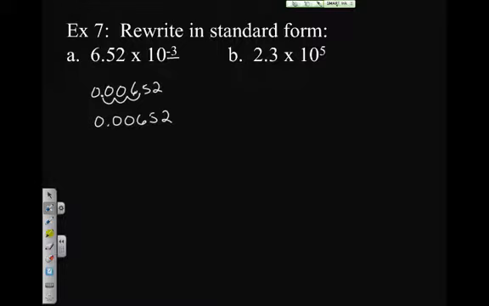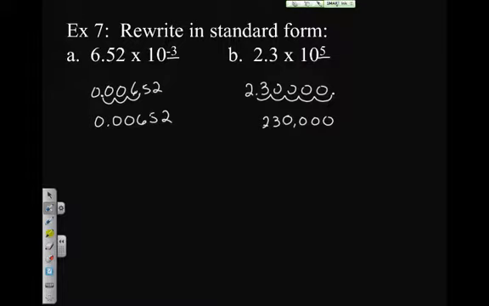For part B, we see that that exponent is positive, and we're going to move the decimal point 5 spaces. So we start out with 2.3, and we move the decimal point 5 spaces. And again, we fill in with zeros. And we see that our answer is 230,000.